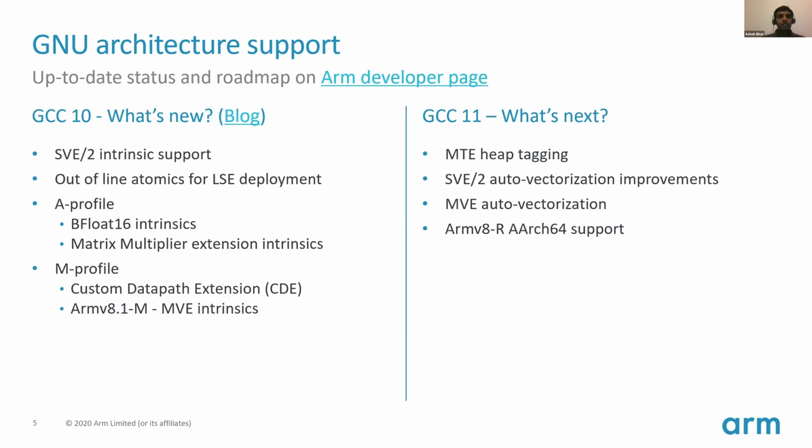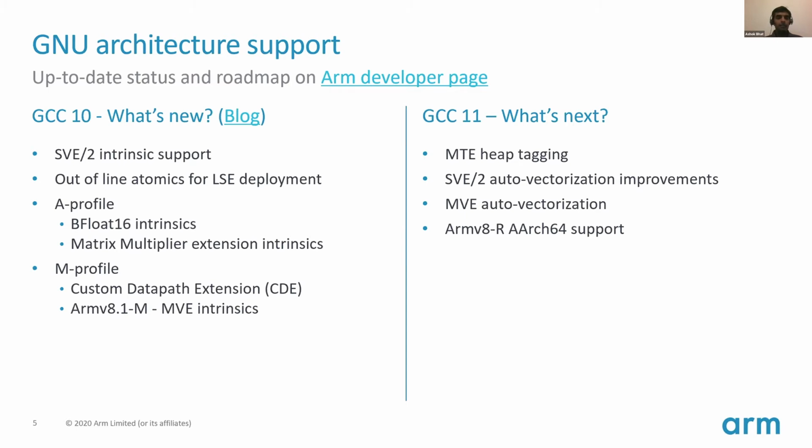Moving further, let's talk about the architecture support. GCC 10 was one of the big versions of GCC when it comes to architecture support. We had SVE intrinsic support added for the first time. Outline atomics, this was done by Linaro, which basically detects at runtime whether the hardware has ARMv8.1 LSE atomics or not.